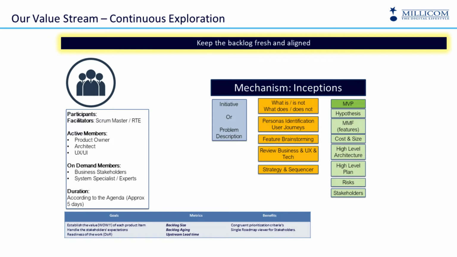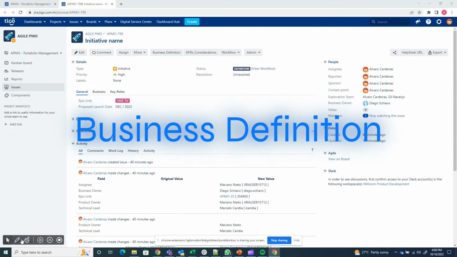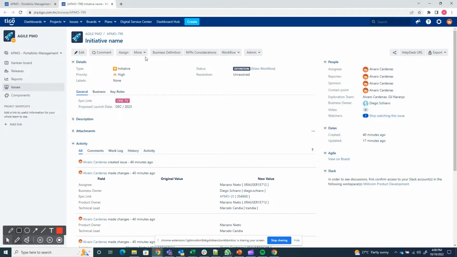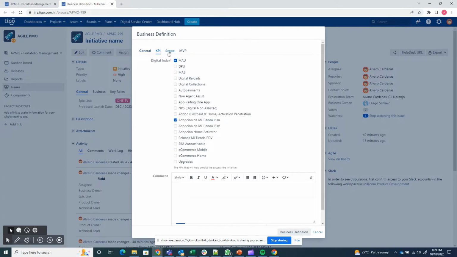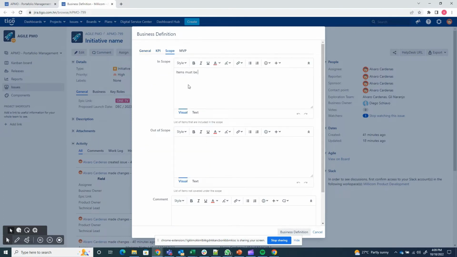The main activities are: Business definition is the section to clarify the business understanding and declare the MVP, so that the exploration team could modify the definition supplied by the initiative requester, enhance the description and the business results, adjust the KPI affected by the initiative implementation, define what is and what is not, and reflect this in the fields in scope and out of scope. Describe the MVP to be achieved by different teams. List the potential features that could be incorporated.